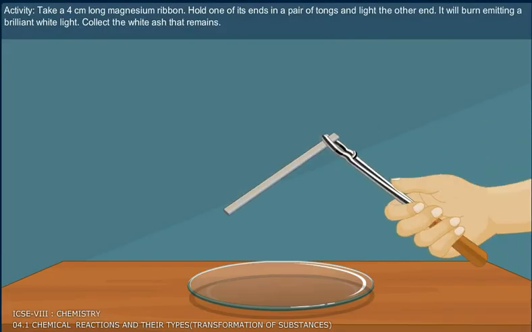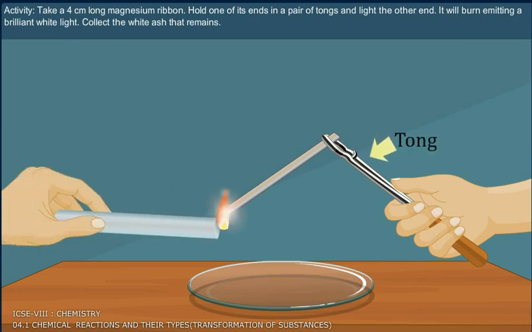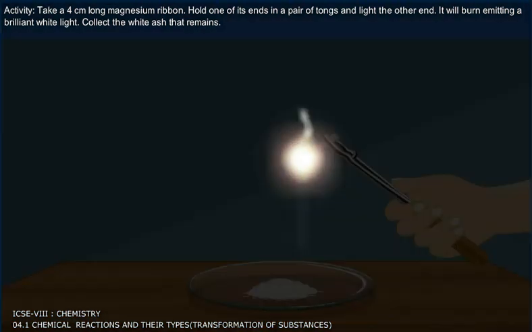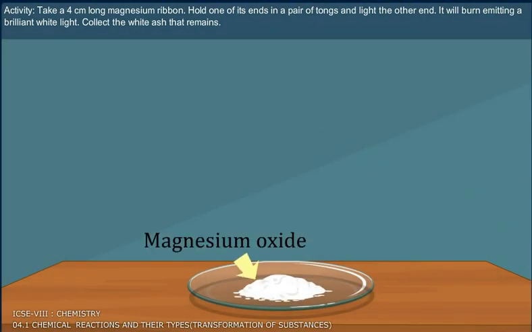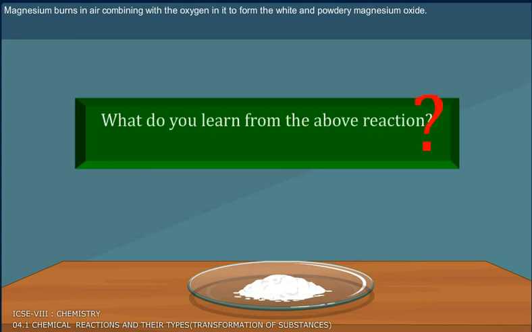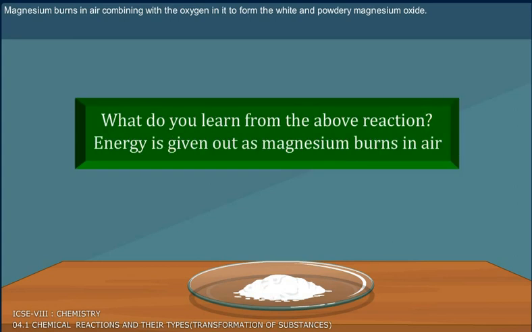Activity: take a 4 cm long magnesium ribbon. Hold one of its ends in the pair of tongs and light the other end. It will burn, emitting a brilliant white light. Collect the white ash that remains. Magnesium burns in air, combining with the oxygen in it to form the white and powdery magnesium oxide.